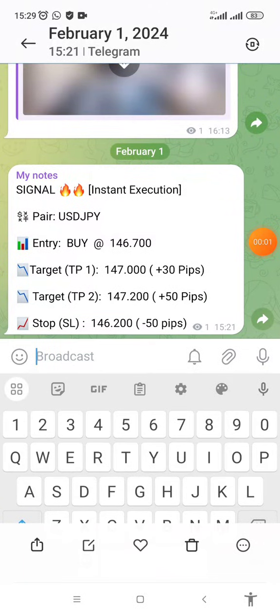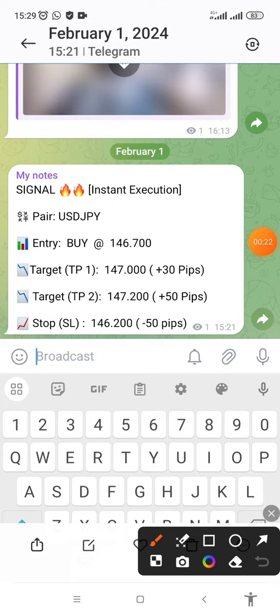A lot of you ask me questions every day with regards to signals. You ask, how can I take a signal when I see it on any WhatsApp group or Telegram group? How can I take such a signal? What should I do?